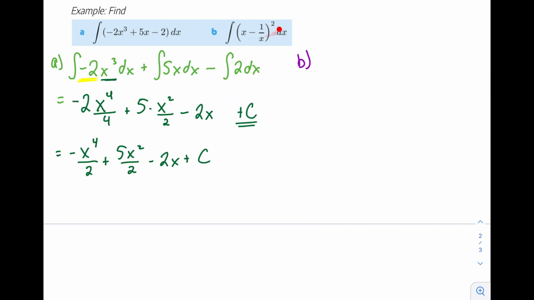B right now is not written as x to the power of something. We have this squared in front of all of this. So what we're going to need to do first is expand this function. So we're going to have x minus 1 over x, squared. So that means it's times each other. So I'm going to need to distribute, right? So using FOIL, I'm going to distribute.